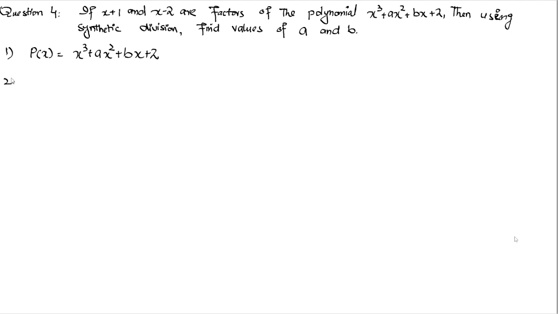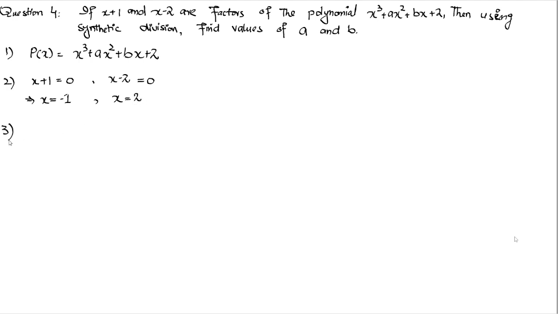Now the second step is to find the zeros of the given polynomial from the given factors. So the first factor is x plus 1. We will equate it to 0, and from here the 0 of this polynomial is minus 1. The other factor is x minus 2, and we will equate it to 0. So the second 0 of this polynomial is x is equal to 2.